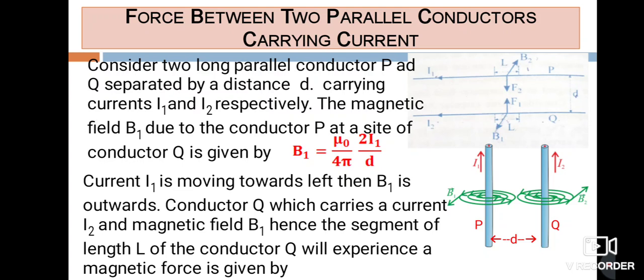Just to understand, the conductor Q carries a current I2 and sees the magnetic field B1, because we are looking at the field of conductor P at the site of conductor Q. A small segment of length L of that conductor experiences a magnetic force F1, given by the form F1 is equal to ILB sine theta, where I is replaced by I2 because F1 is produced on the current I2, L stays as it is, and B is replaced by B1.